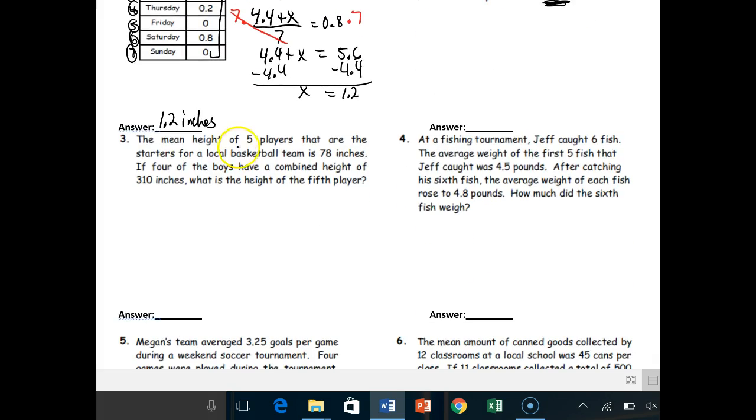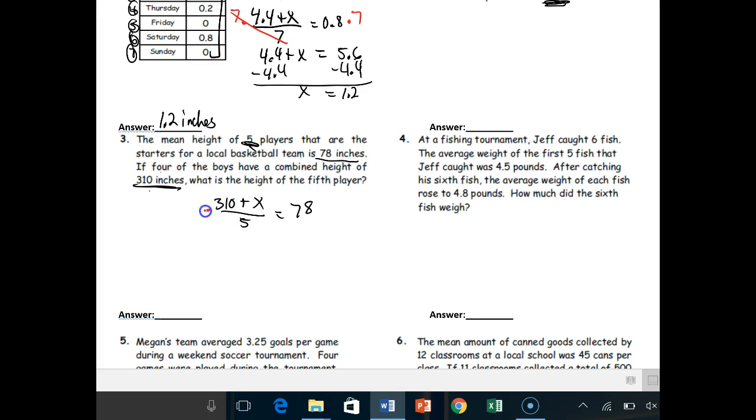Right, number 3, the mean height of 5 basketball players that are starters for the local basketball team is 78 inches. If 4 of the boys have a combined height of 310 inches, what is the height of the 5th player? So there's your subtotal already given for you. There's how many you'll divide by, and here's your desired mean. So 310 plus that 5th player, x, divided by 5 is equal to 78 inches.